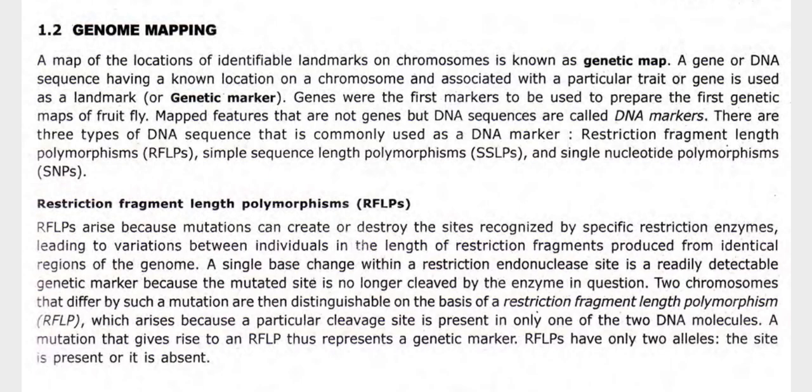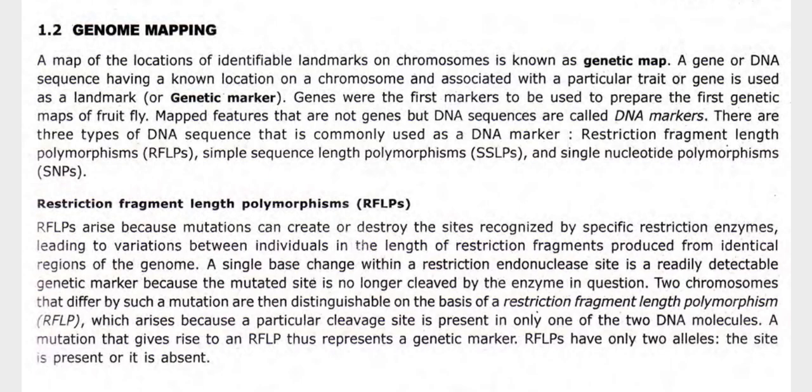A gene or DNA sequence having a known location on a chromosome and associated with a particular trait or gene is known as a landmark, or genetic marker. Genes were the first markers to be used to prepare the first genetic map of the fruit fly. Mapped features that are not genes but DNA sequences are called DNA markers. There are 3 types of DNA sequences that are commonly used as DNA markers: restriction fragment length polymorphisms or RFLPs, simple sequence length polymorphisms or SSLPs, and single nucleotide polymorphisms or SNPs.